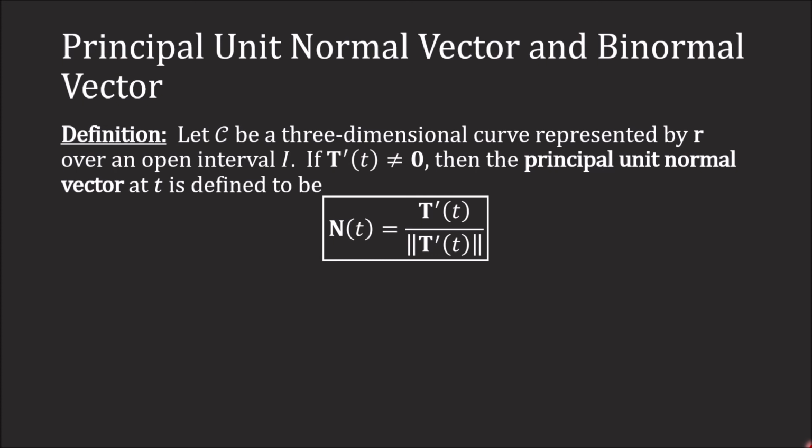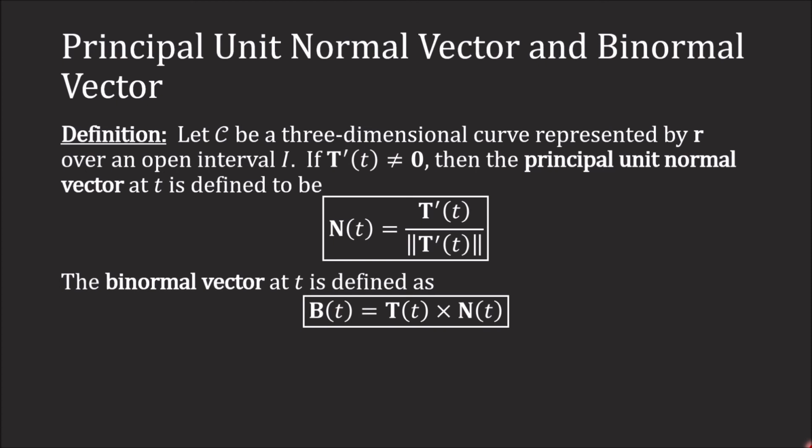Then we define the binormal vector as the vector that is orthogonal to both the unit normal and the unit tangent. And so it would be T cross N.